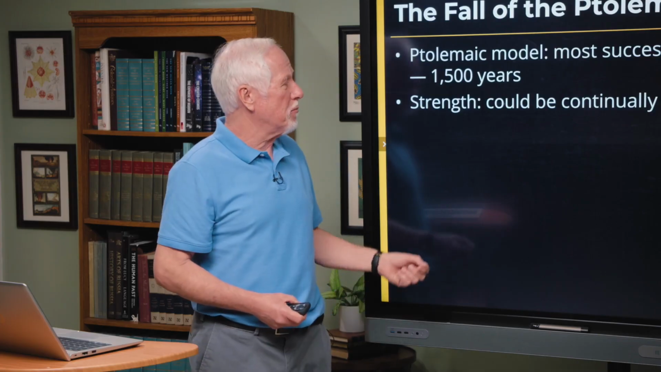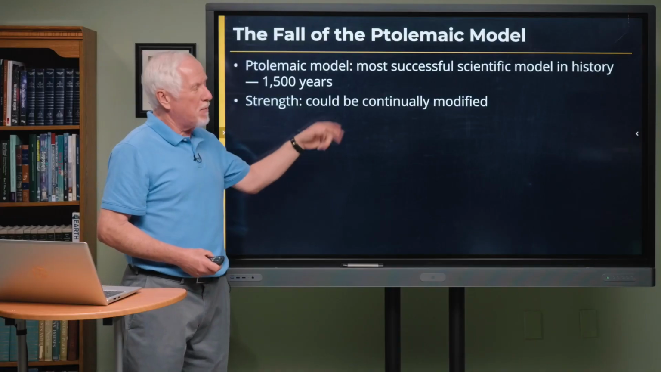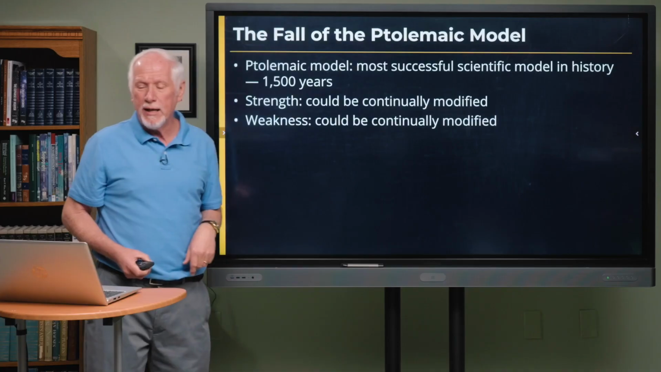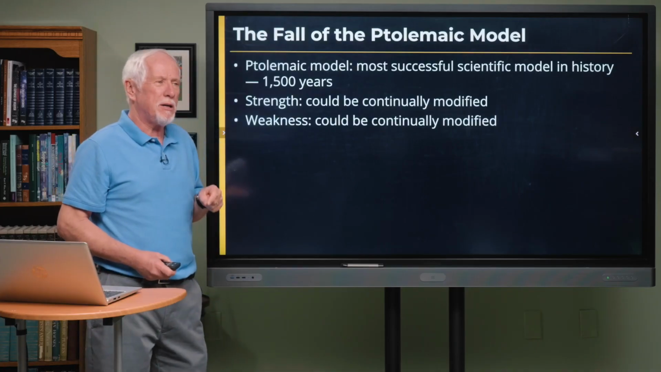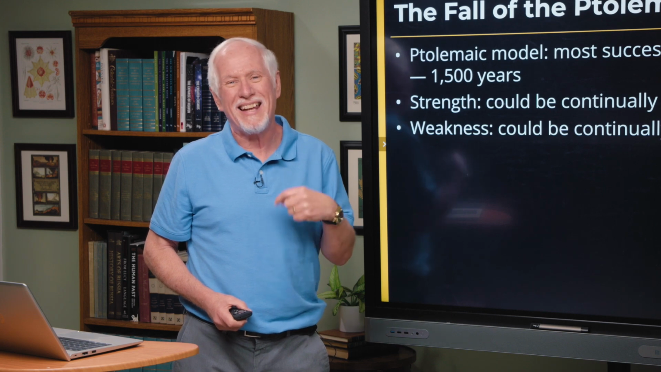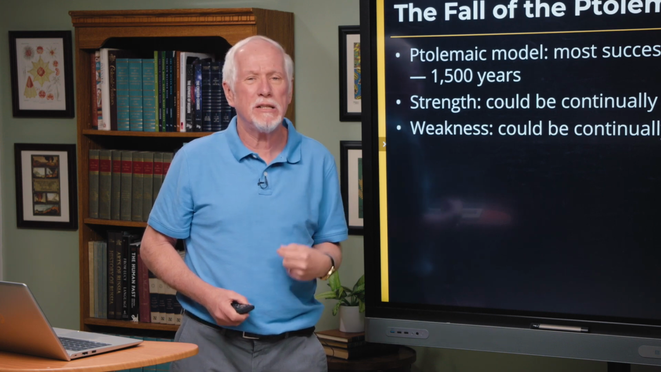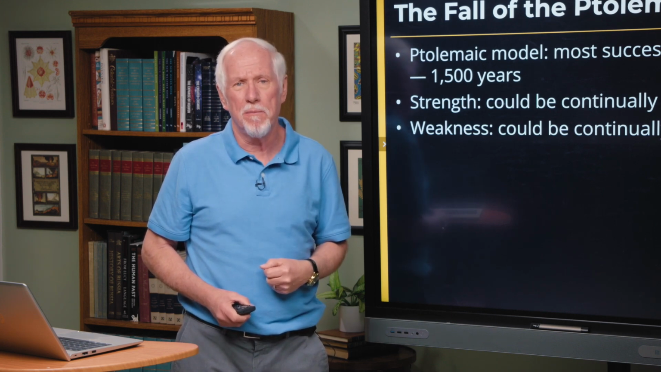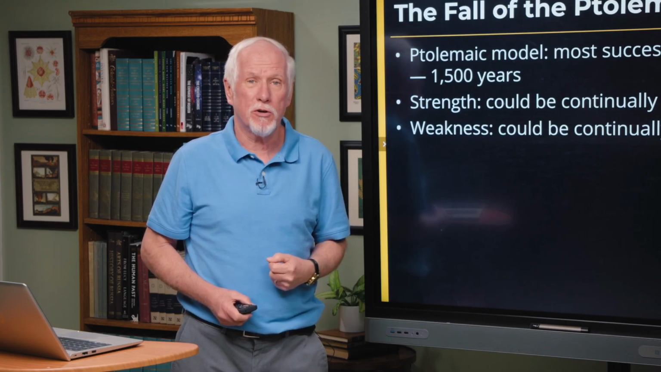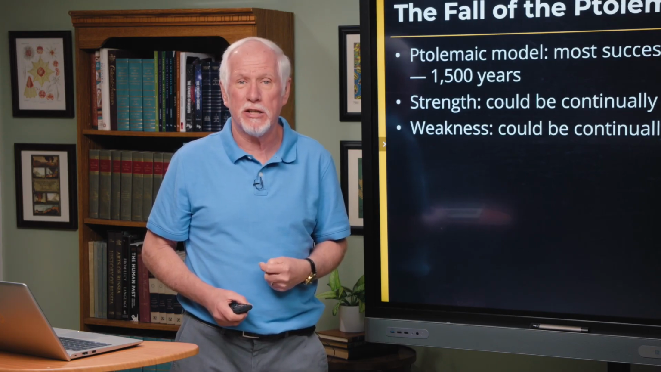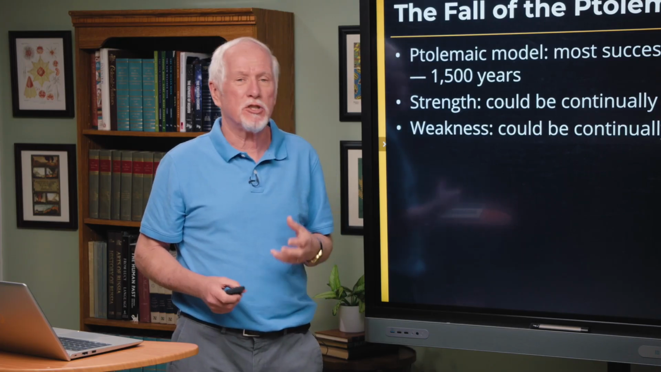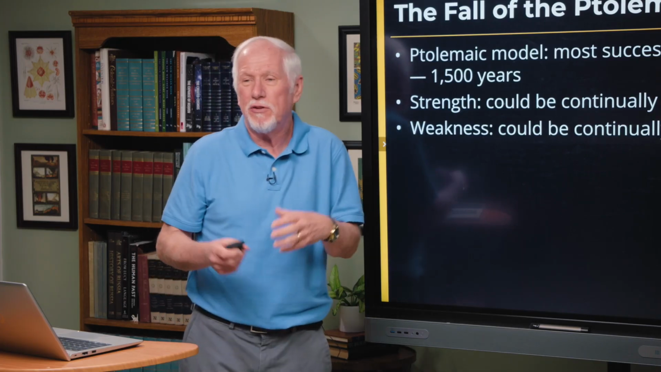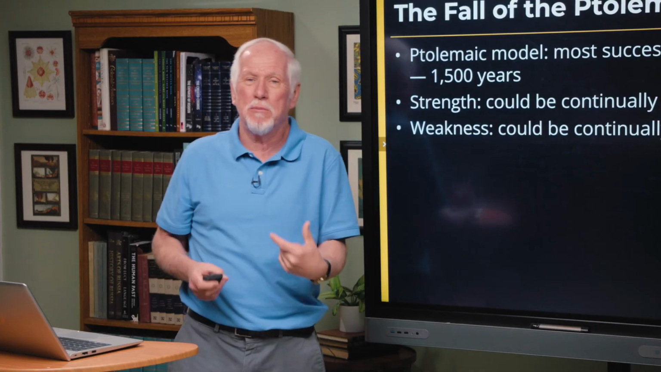So that was the strength of the model, that it could be continually modified, but it was also the weakness. You see, if a theory can be modified to explain any new problem, then it really isn't a very good scientific theory at all. Sir Karl Popper wrote extensively about falsifiability in science, that at least at some levels, you must be able to disprove a theory. Even if you don't, it doesn't matter, you ought to be able to do it.